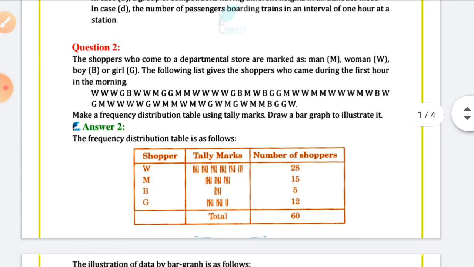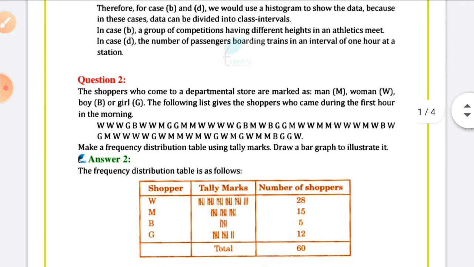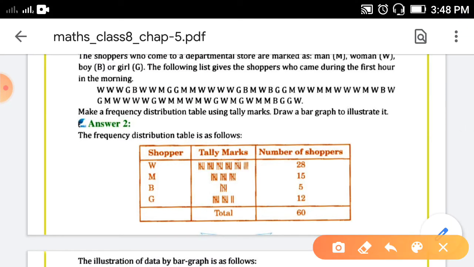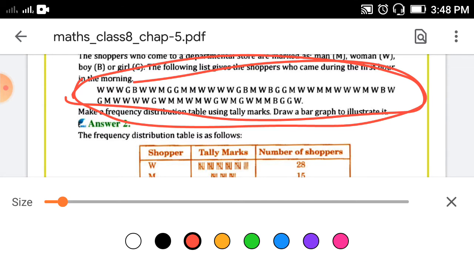Question number 2. The shoppers who come to a departmental store are marked as man, woman, boy and girl. The following list gives the shoppers who came during the first hour in the morning. So in 1 hour, that many shoppers came: men, women, girls and boys. So what is the question?